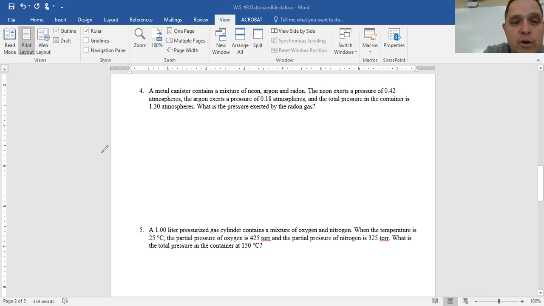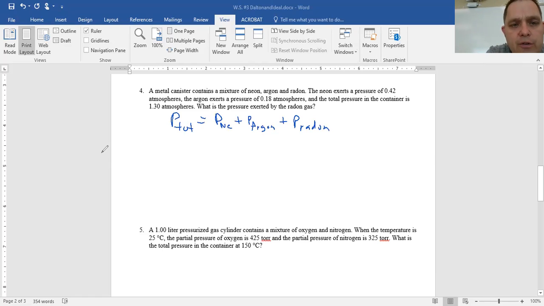Well, again, we're doing Dalton's law here. So pressure, the total, will equal the pressure of the 3 gases. This is pressure of neon, pressure of argon, and plus the pressure of radon.